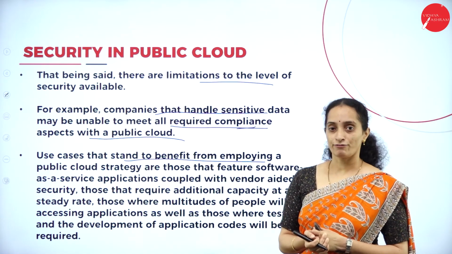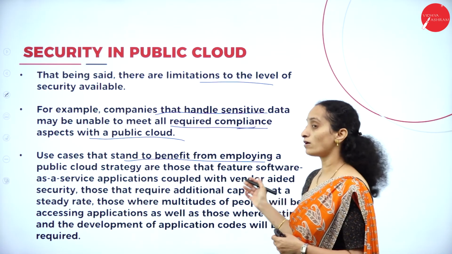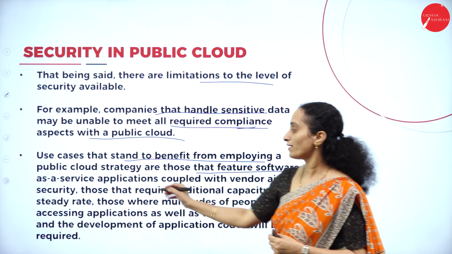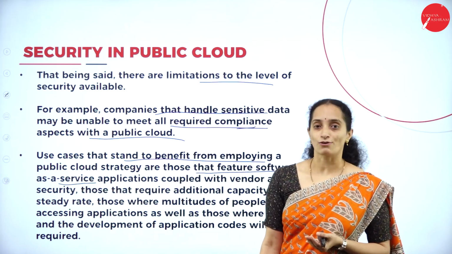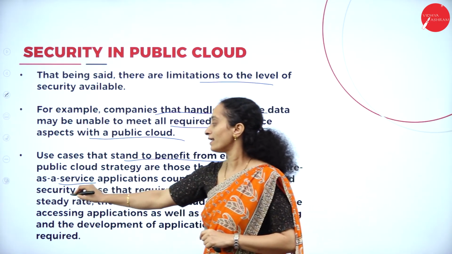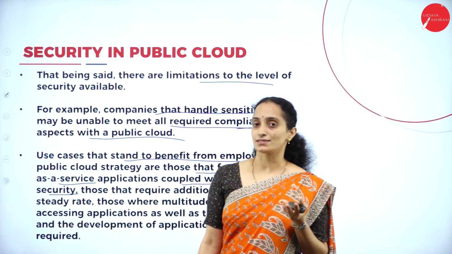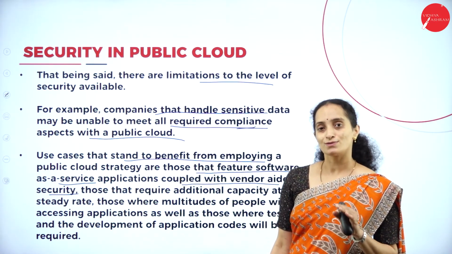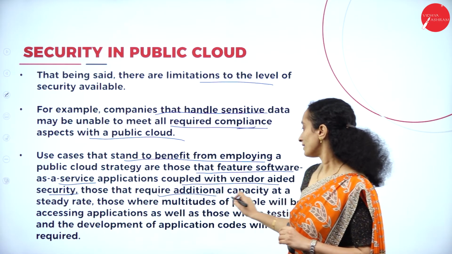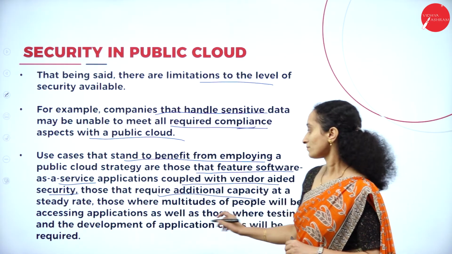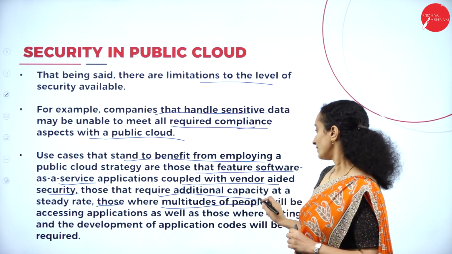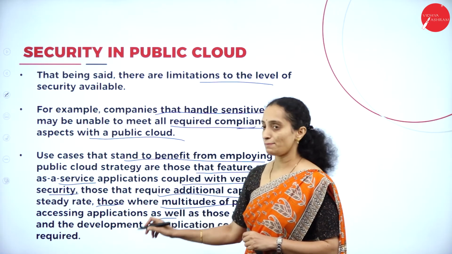The kinds of applications that can compromise with the security of a public cloud are those that feature software as a service. If you have application software as a service, or SaaS, it is coupled with vendor-aided security. They are not expecting much security because they know that SaaS has less security. So those that require additional capacity at a fixed rate of network, with multitudes of people accessing the applications as well.